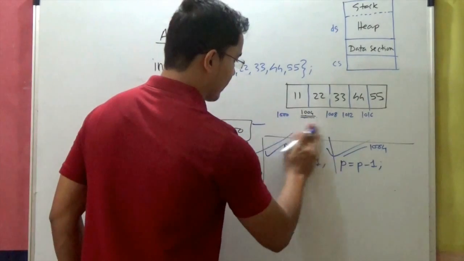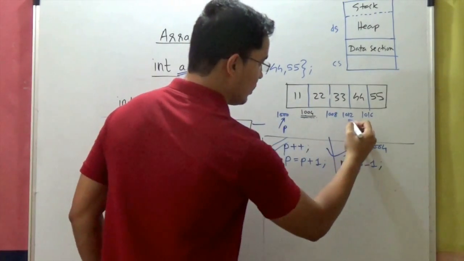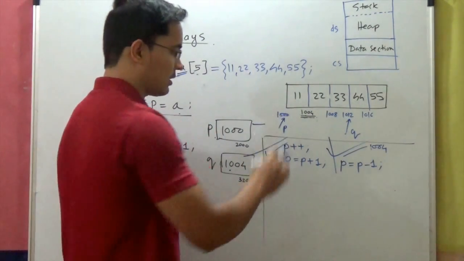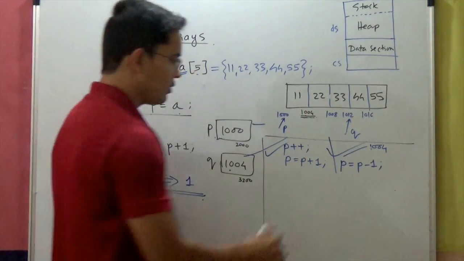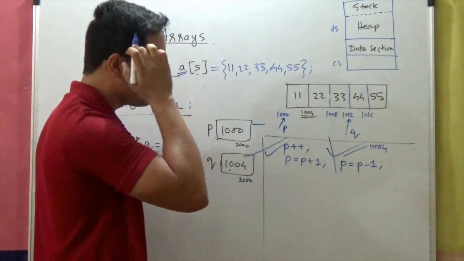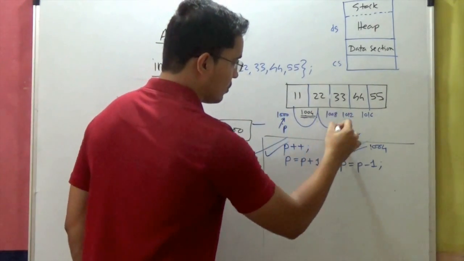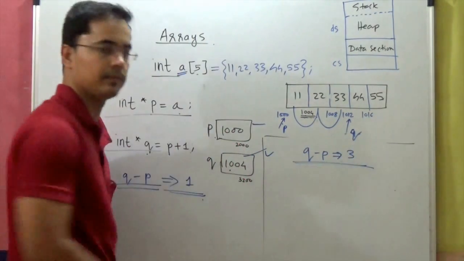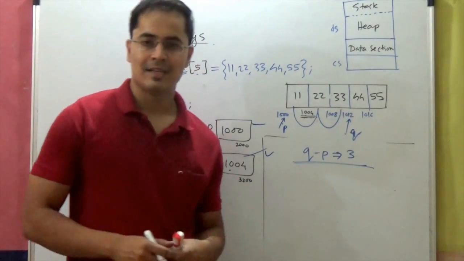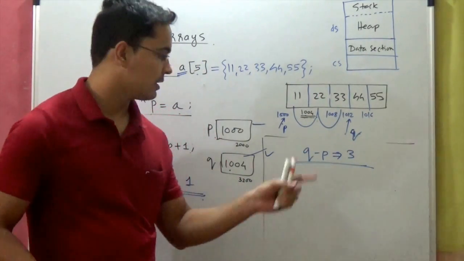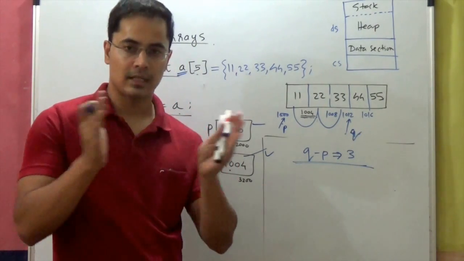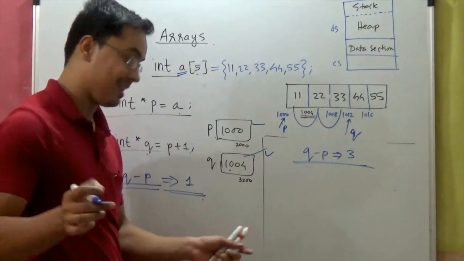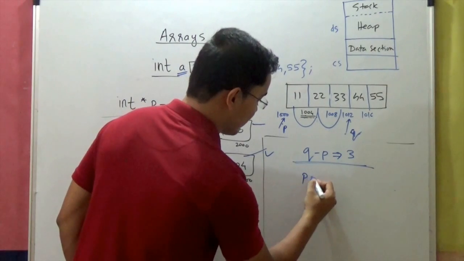Let's say q is storing the address 1012 and p is storing the address 1000. Both are pointers to integers. When you say q minus p, how many integers are they apart? 1, 2, 3. So in this case, q minus p will give you the answer 3. It's not like they just subtract the address values from each other. They subtract by how many integers they are apart, so that is 3.